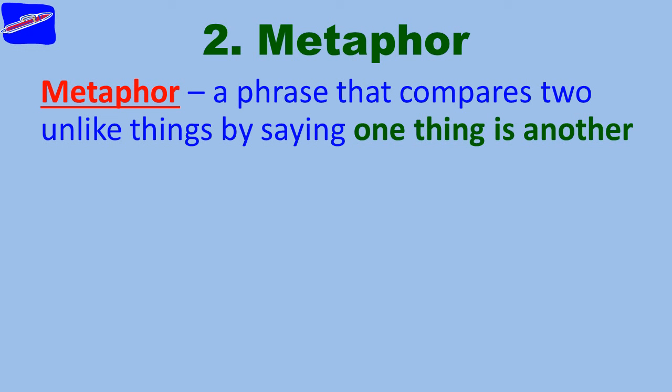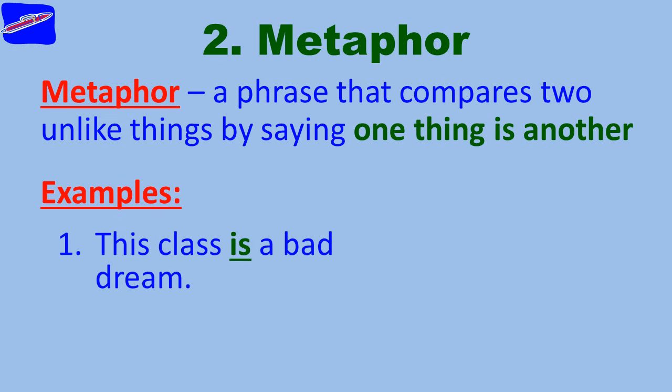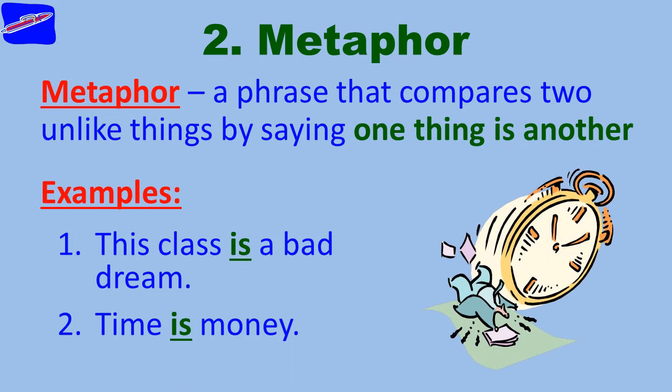Some examples of a metaphor would be, this class is a bad dream. This comparison is just like the one we did with the simile. The only difference is we took out the like and said that the class is a dream. Our other example might be time is money. That doesn't literally mean that time is a dollar bill or a coin. It just means that time is valuable in the same way that money is valuable.